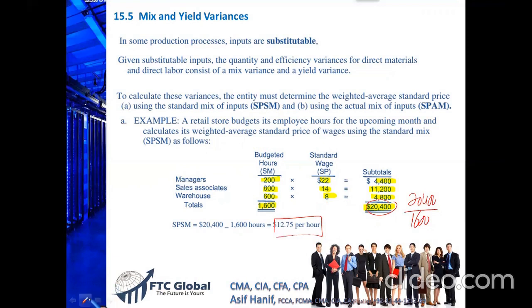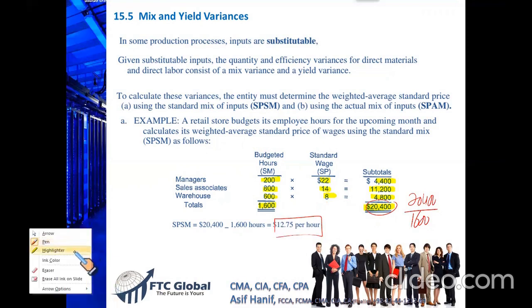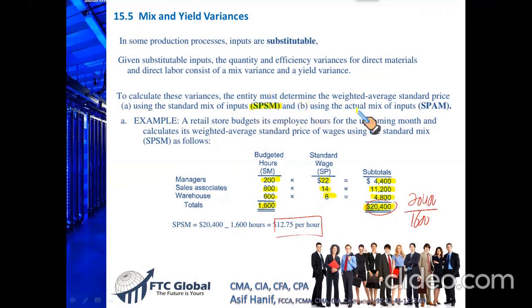This is called SPSM. That is the standard price of standard mix, or weighted average price of standard mix. Weighted average price per hour of standard mix. This is the original standard, and we use the standard price. This is called SPSM, the standard price of standard mix, and we calculated the average rate to be 12.75.